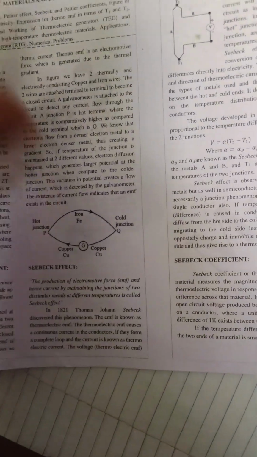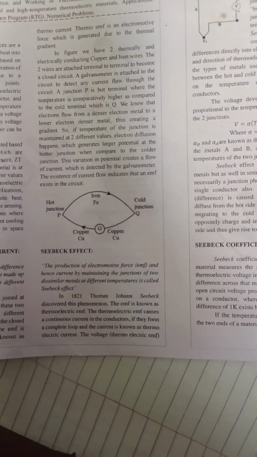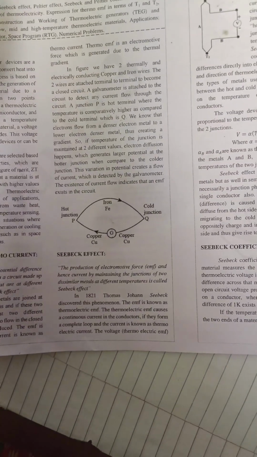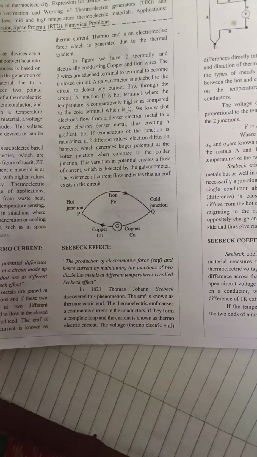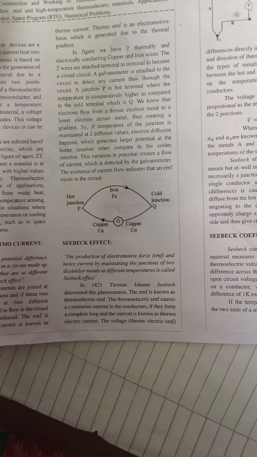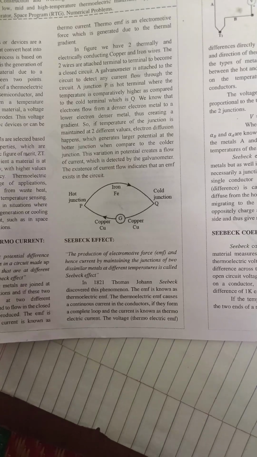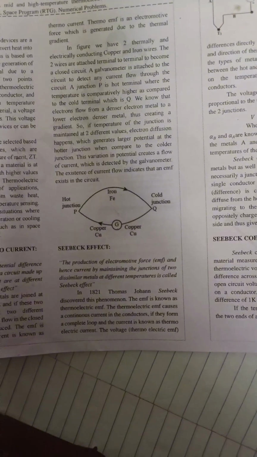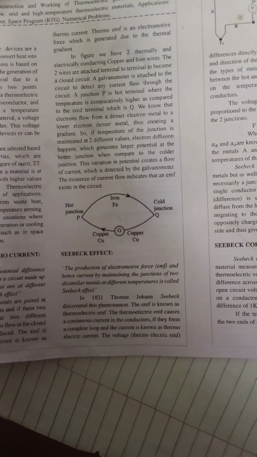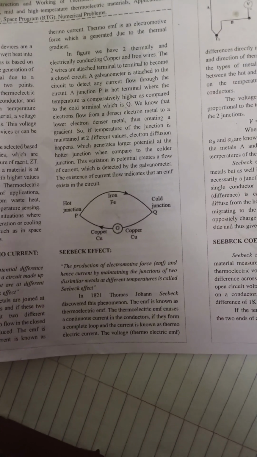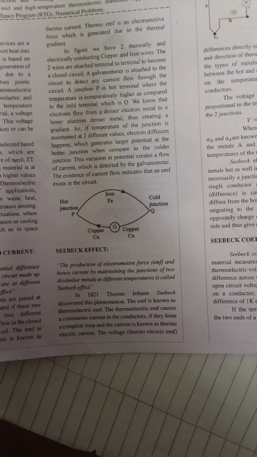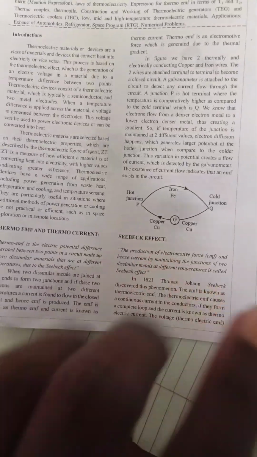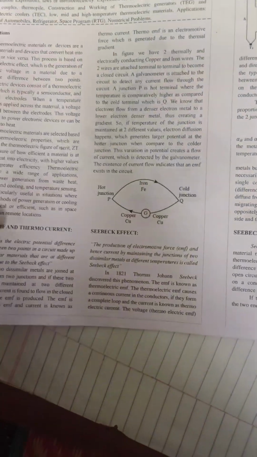And we have the Seebeck effect. What is the Seebeck effect? It is the most repeated and most asked question. Seebeck effect: the production of electromotive force (EMF), hence current, by maintaining the junctions of two dissimilar metals at different temperatures is called the Seebeck effect. It is the same as thermo EMF and thermocurrent. The definitions are a bit similar.